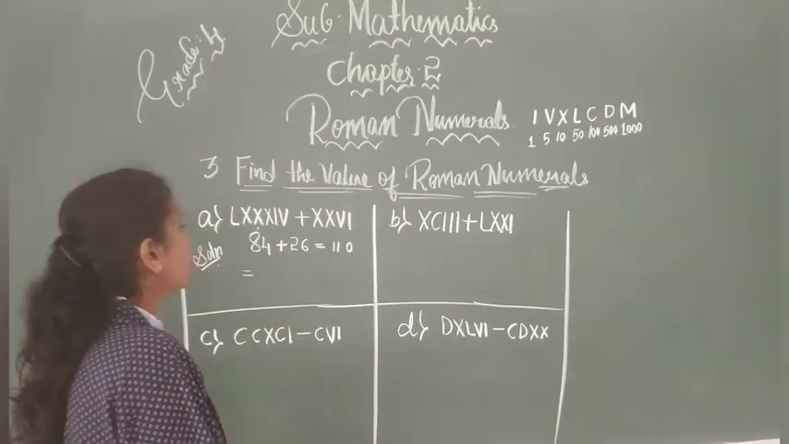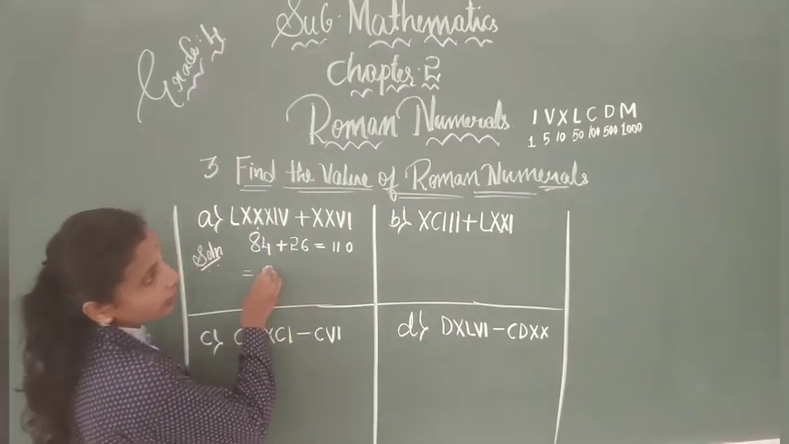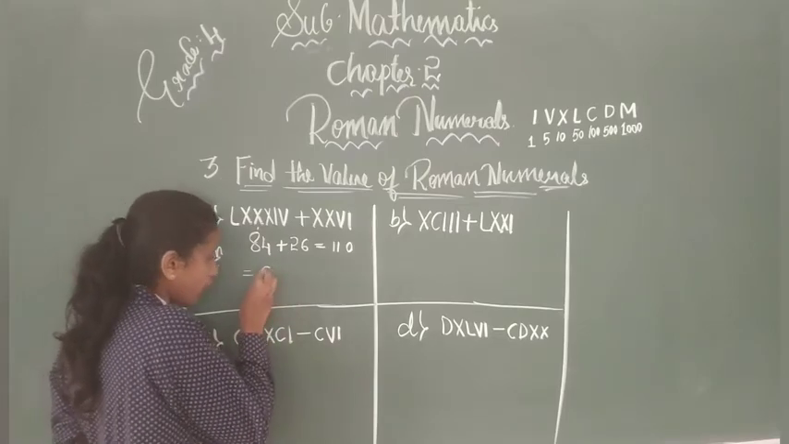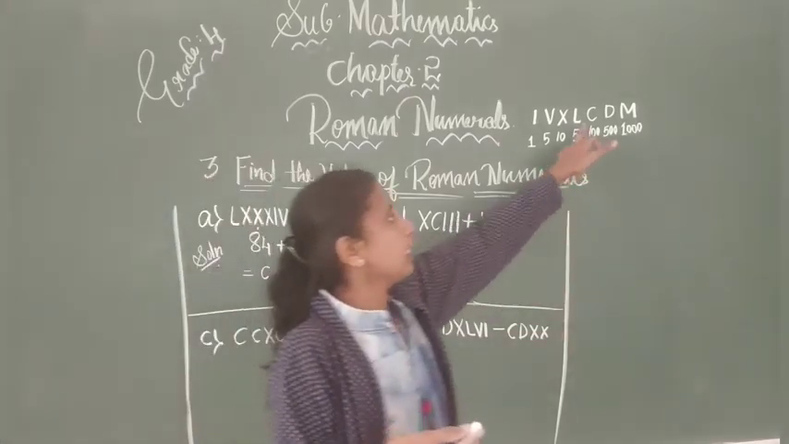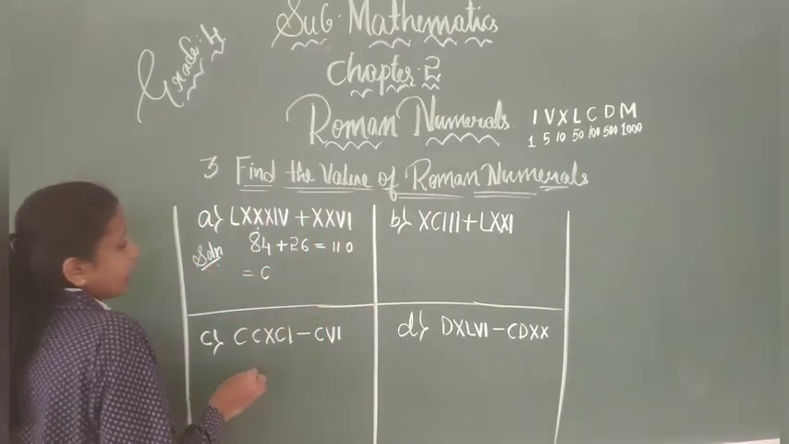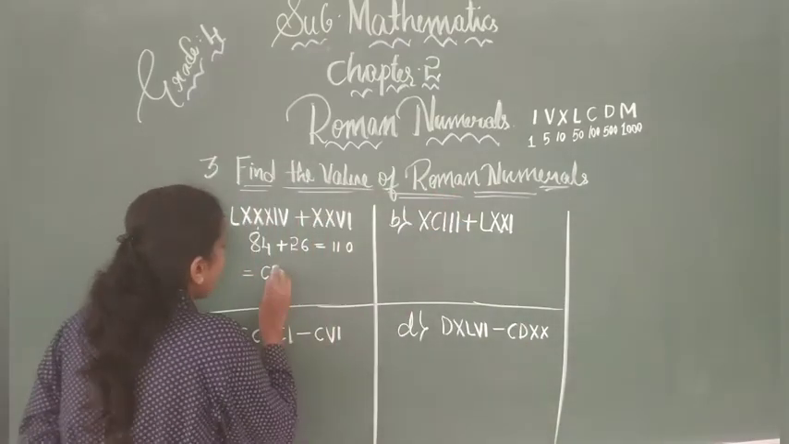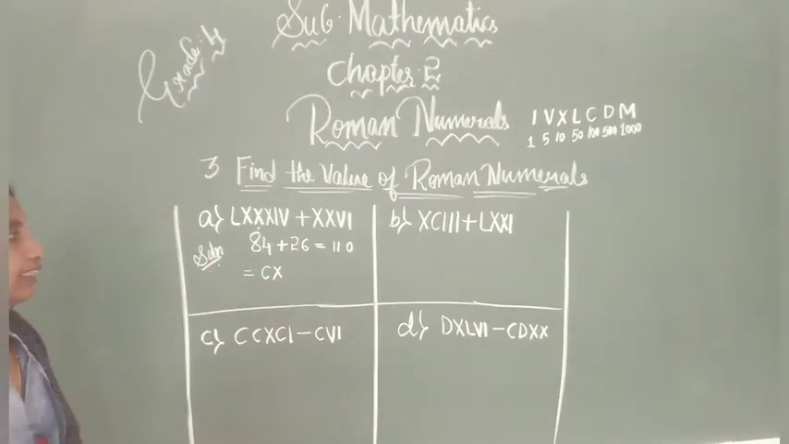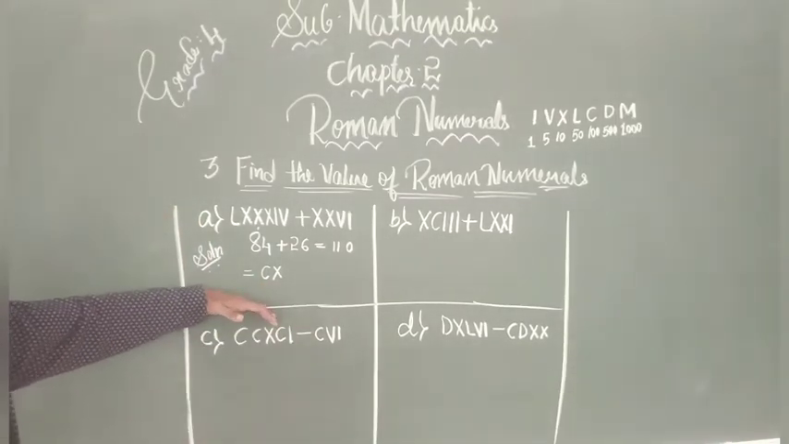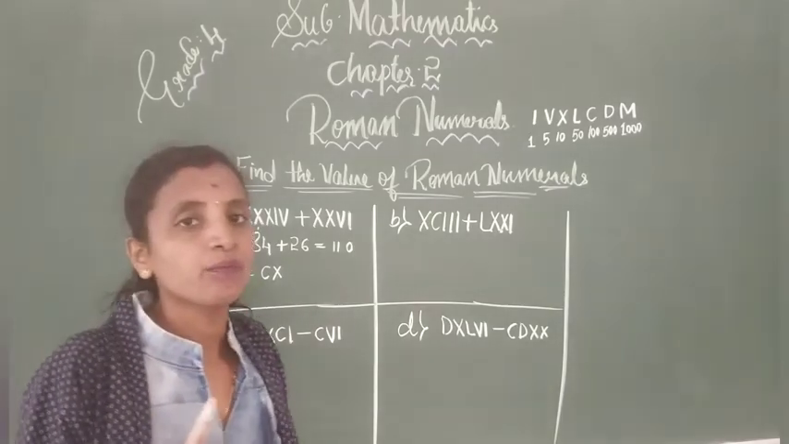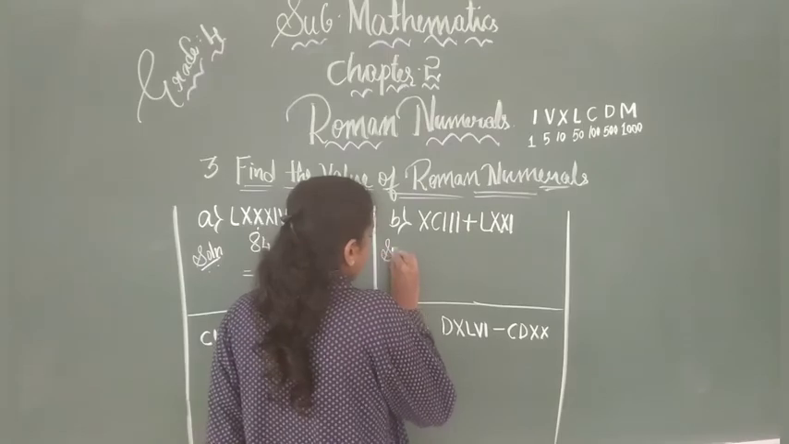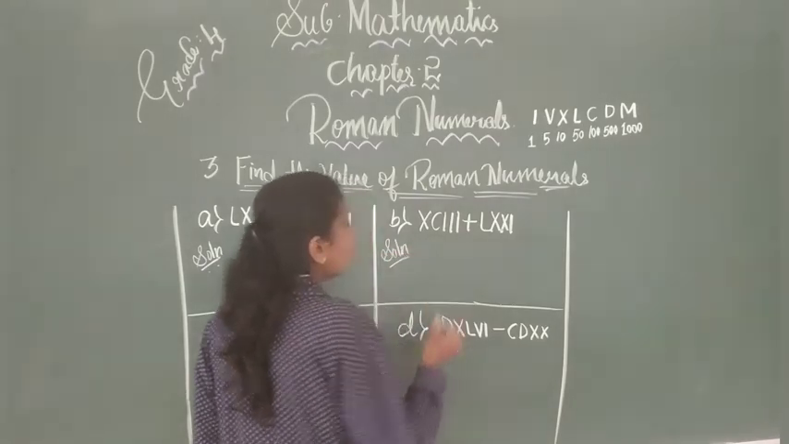Very good. 100 is what? We have to say 100 is C. 10 means X. So the answer was CX. Did you understand how to do it? Don't get confused. Look, one more example I will show you.